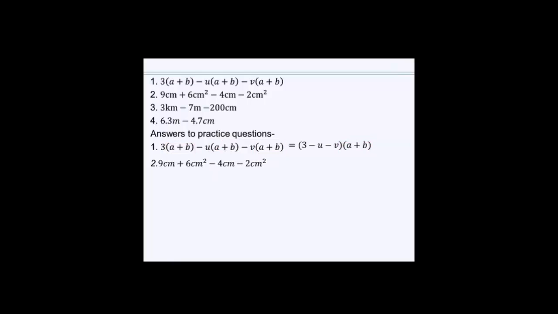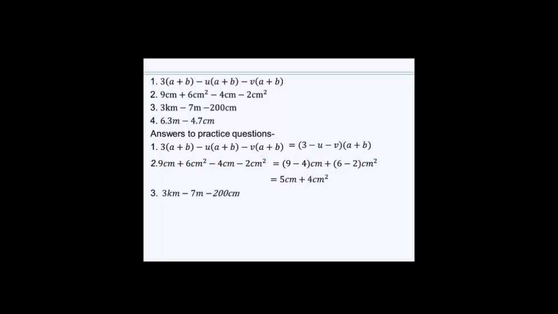How about here? Again, same units together, so we're going to do centimeters together, centimeter squares together. 9 minus 4 will give me 5 centimeters. 6 minus 2 is 4 square centimeters. Centimeters together, centimeter squares together.